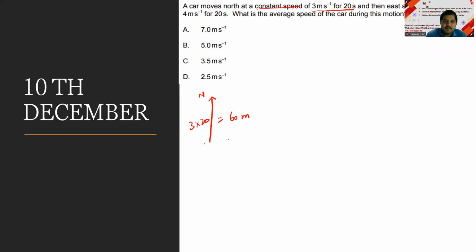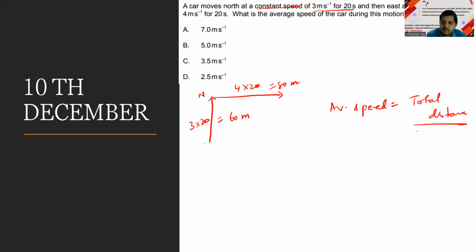Now, at a constant speed of 4 meters per second for 20 seconds along east. Along the east, it moves at 4 into 20. Why am I multiplying? I'm getting the distance over here, which is equal to 80 meters. Now, what is the average speed of the car? So why did I do that first of all? The reason is because average speed is equal to total distance divided by total time taken. This is what you call average speed.